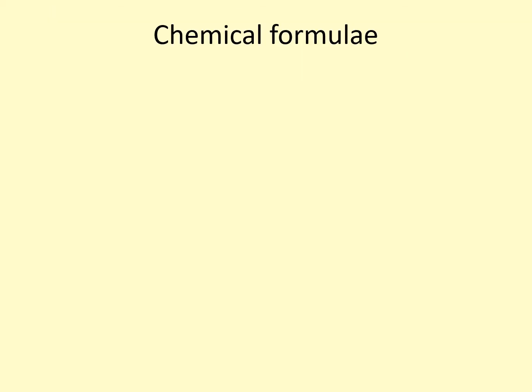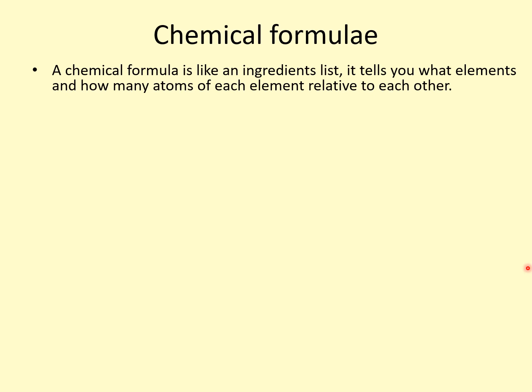All right, let's talk about what chemical formulae are. Remember, formulae is just the plural of formula. A chemical formula is like an ingredients list. It tells you what elements and how many atoms of each element, relative to each other.